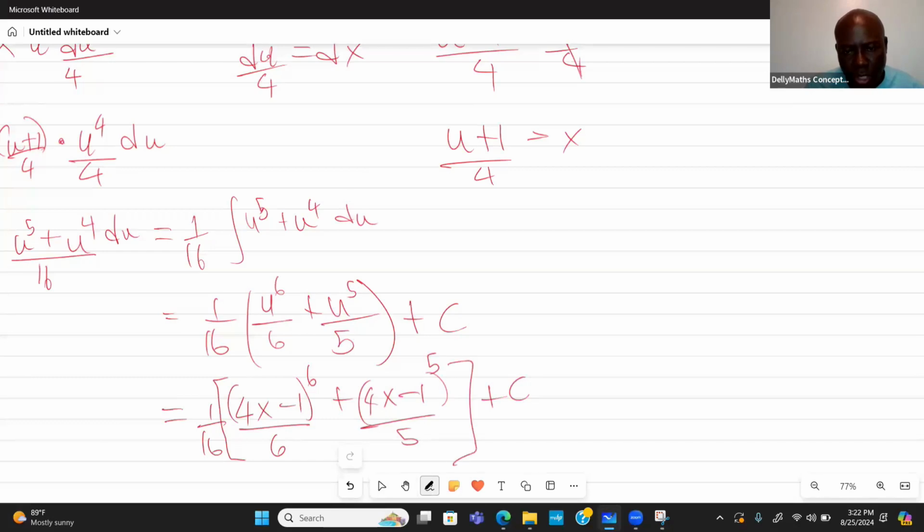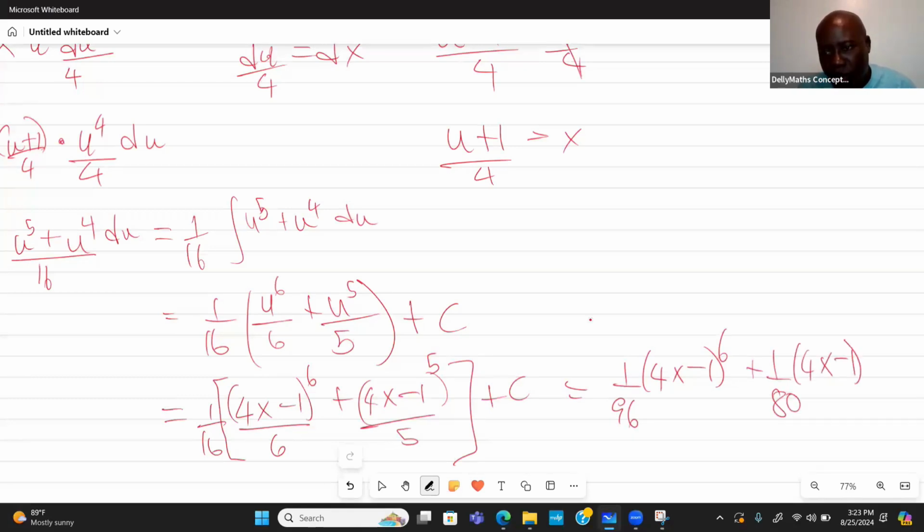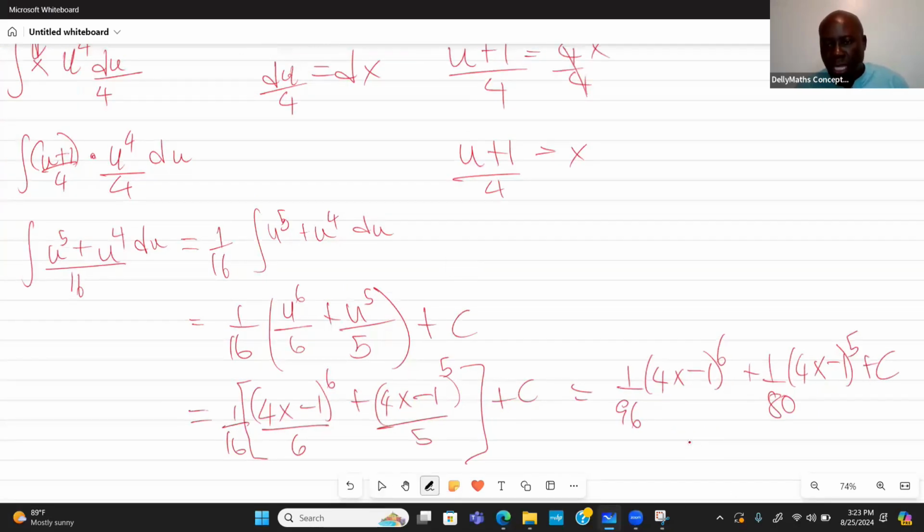Now, what we want to do is just to distribute our 1/16 inside, basically, to top it off. So basically, what we have here is 1 over 96, 4x minus 1 raised to the 6. Then we actually have 1 over 80. And then we have 4x minus 1 raised to the fifth plus c. And there it is. This is my integral.